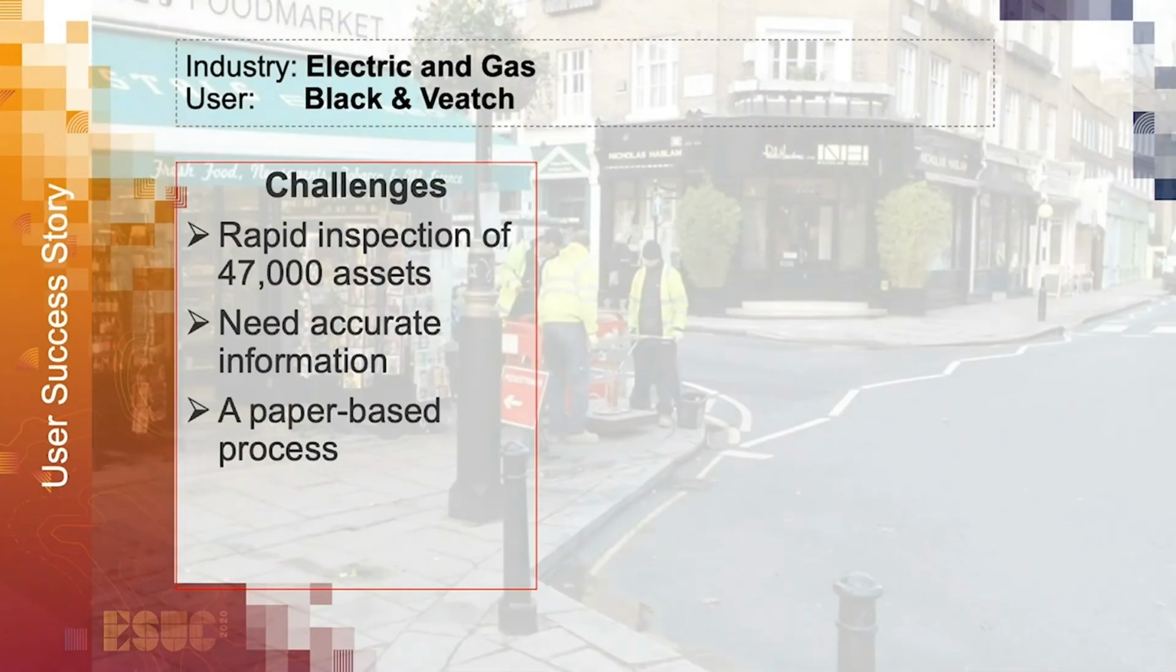Hence, they contracted Black & Veatch. Some of the challenges were that they needed to assess 47,000 cable pits and get accurate information to optimize its hazard mitigation and maintenance program. So imagine doing an inspection with a paper-based process in which back office administrators have to print it out, sort the maps, and manually type the data into spreadsheets. They found this approach very inadequate for the enormous scale of the task.